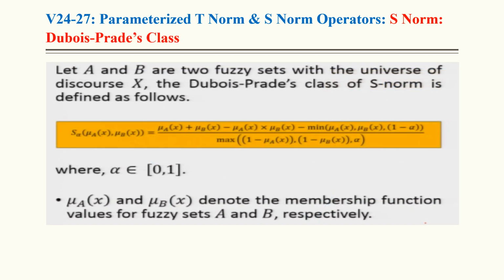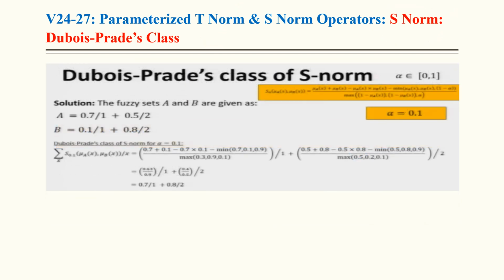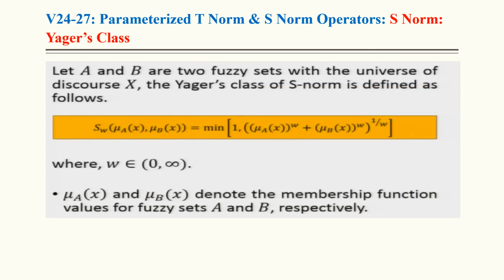So this is the formula for the specific S-norm, but in this case it is a little bit difficult: mu A plus mu B minus this, minus the minimum of this, and 1 minus alpha, max of this. So I would not suggest it for the final examination. Just go ahead with the rest: the Sugeno and Yager's class of complement.